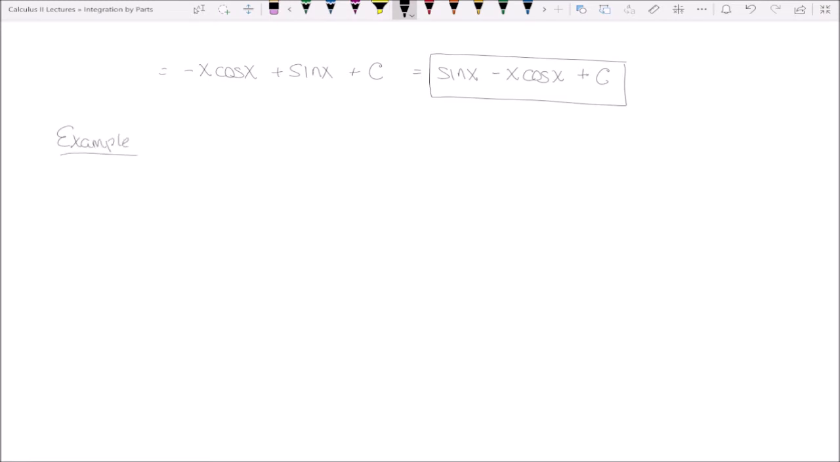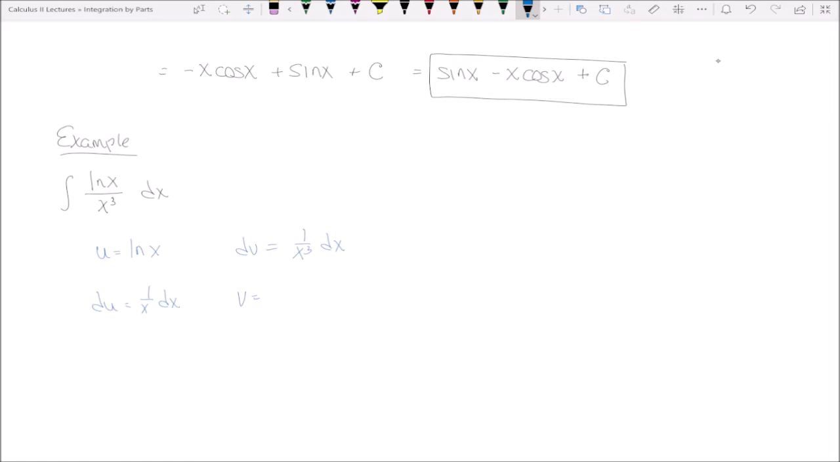Let's now take a look at the antiderivative of natural log of x over x cubed dx. Again, as a rule of thumb, we want to pick u whose derivative is simpler. So let's take u to be the natural log of x. This would leave us with dv as 1 over x cubed dx. Du would then be 1 over x dx. And v is the antiderivative of 1 over x cubed.